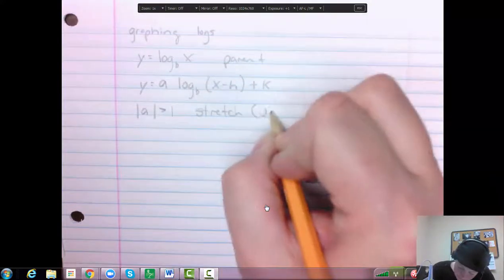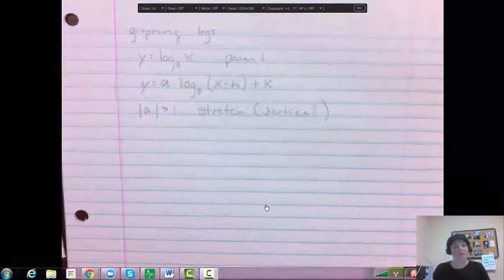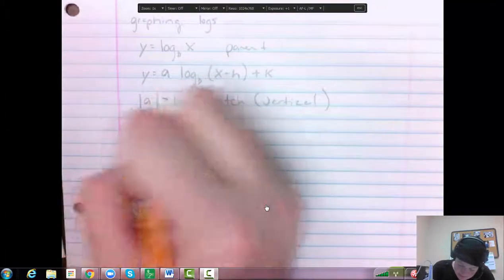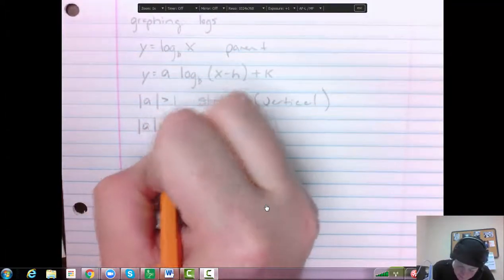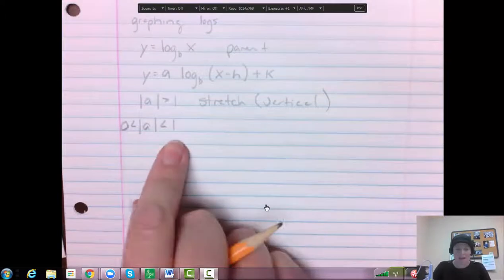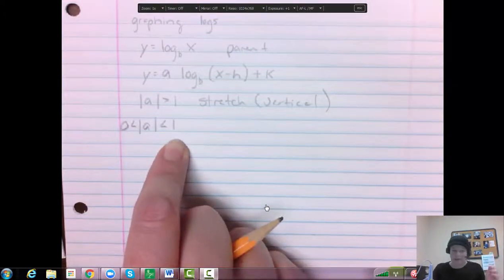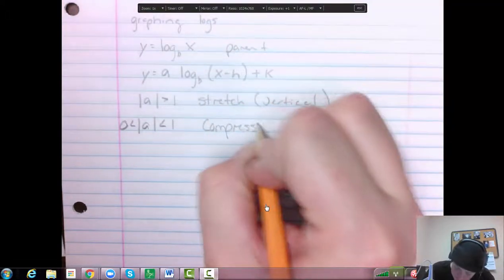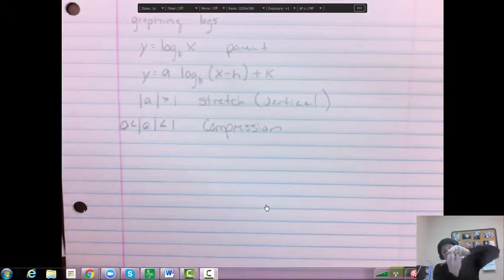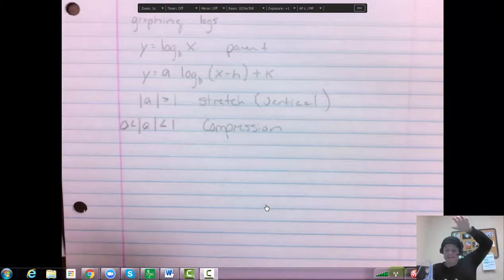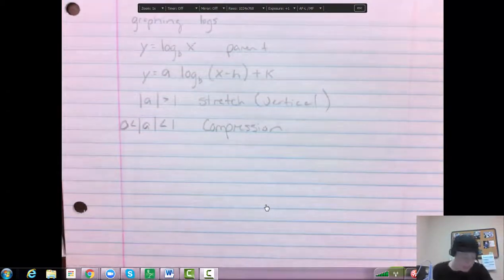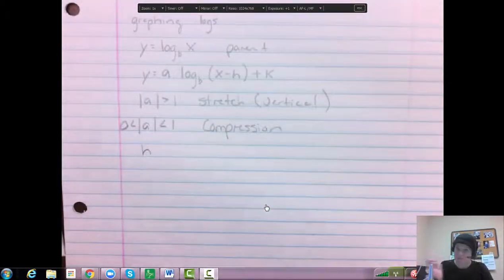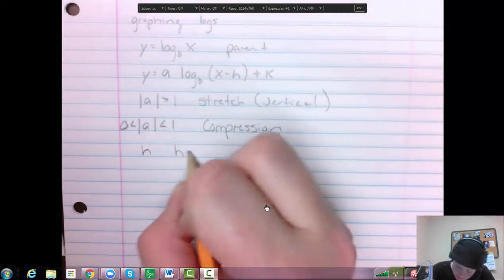And that is a vertical. And again, your book doesn't use vertical, I'm going to in every single lecture. So the other one, if you're in between 0 and 1, that means you're a fraction or a decimal, right? Between 0 and 1, it's going to be a compression. And these are vertical, so stretches you away from the x-axis. A compression mushes you, okay? And then h is going to be the horizontal, back and forth, translation.